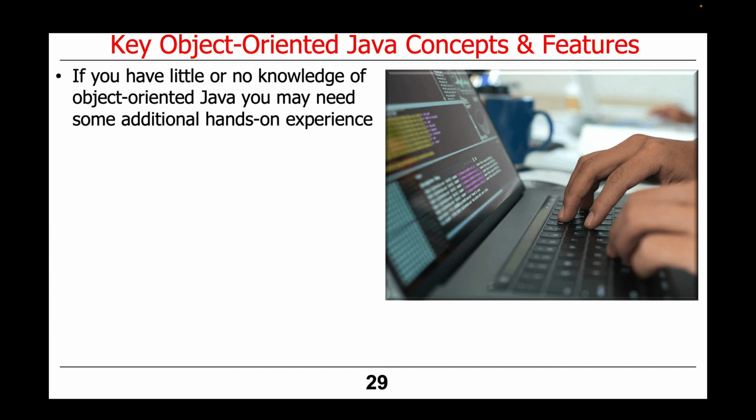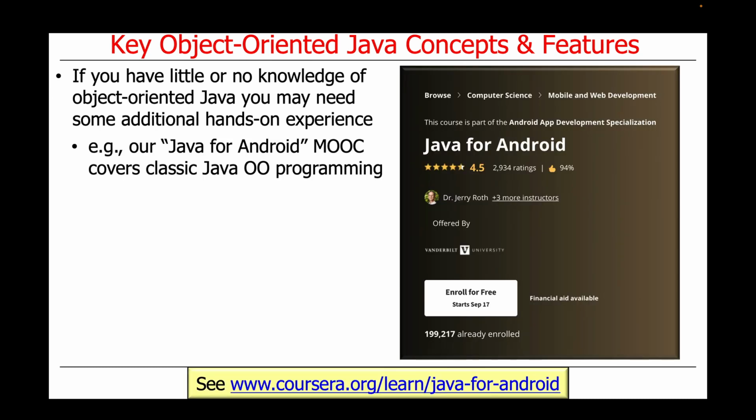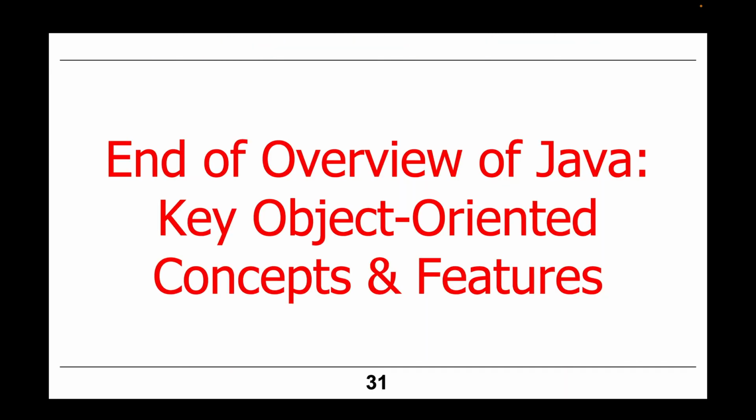Now, if you have little or no knowledge of object-oriented Java, and what I just talked to you about was all Greek to you, to quote Shakespeare, then you may need some additional hands-on experience. And if that's the case, I recommend you consider taking our Java for Android MOOC, which is available on the Coursera platform, which covers classic Java object-oriented programming. So that's the end of our overview of key object-oriented concepts and features found in Java.